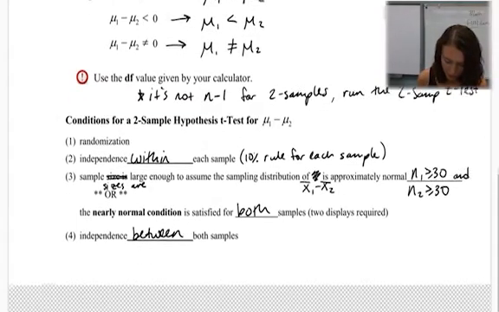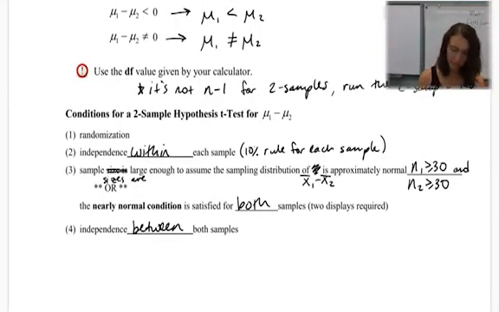So our conditions for a two-sample hypothesis t-test for the difference between the two means: the first one is always randomization. We want randomization. If we don't have it, then we just assume that our samples are good representations of their population. Second one is that we need independence within each sample. We can use our 10% rule or context. And then 3, our sample sizes are large enough to assume that the sampling distribution of the difference between our two x bars is approximately normal.